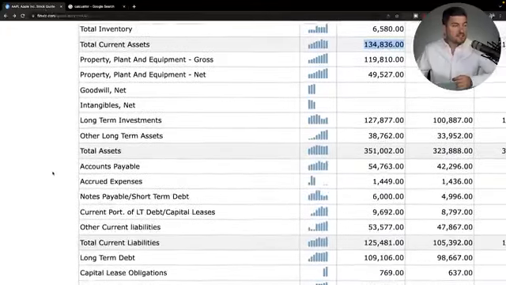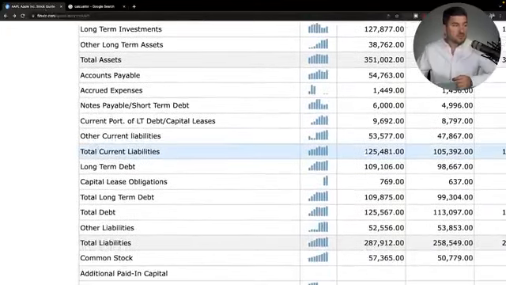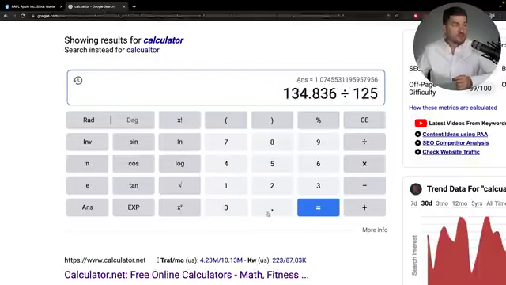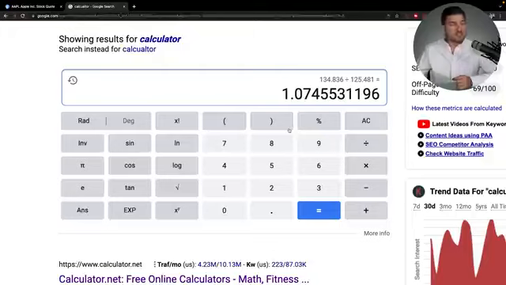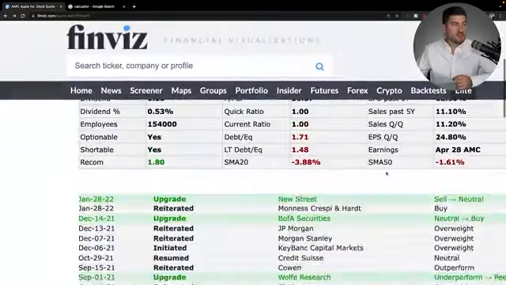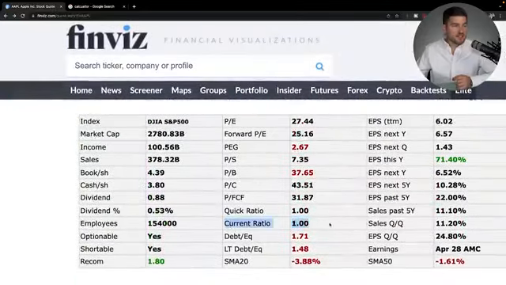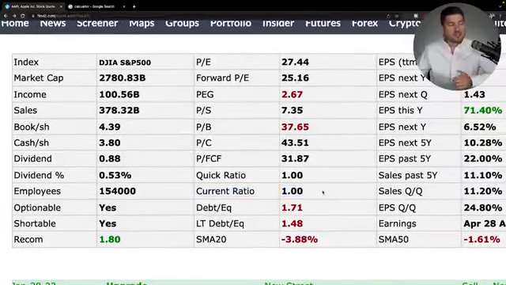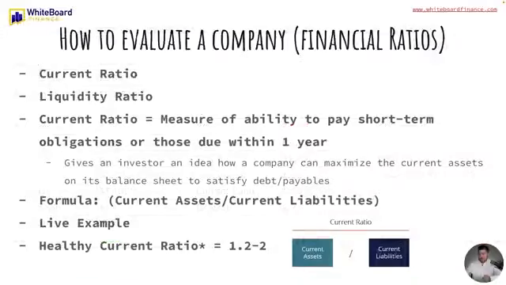So remember, assets, liabilities. Right here, we have total current liabilities. We're coming in at 125.481. And we're actually coming in at 1.07, which you can see right here, which is going to be a little bit higher than what Finviz is telling us. So Finviz is telling us 1.0. So again, there may be some small discrepancy in the data, but for the most part, as long as you're doing the calculations correctly, you are getting the right answer. So 1.07 is actually the correct answer. So let's go back to the presentation.